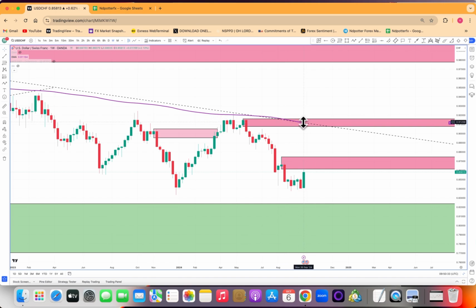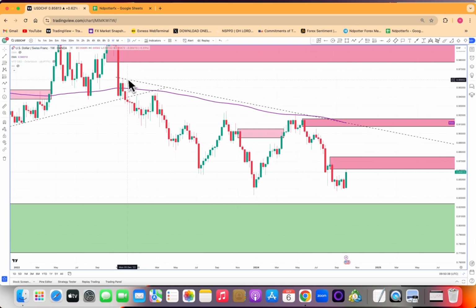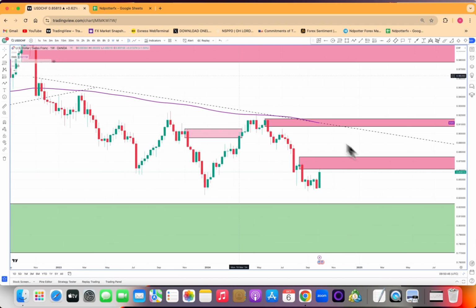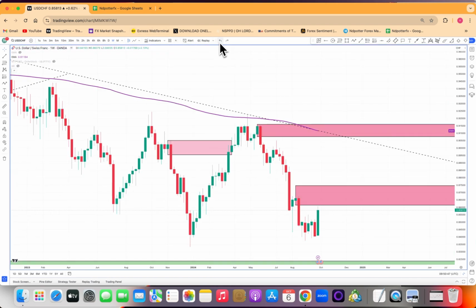This is my overall target here above, this EMA 200, and as you can see, the market has been moving nicely on this trend line, first touch, and that's what I'm expecting. So let me go back to my main charts.